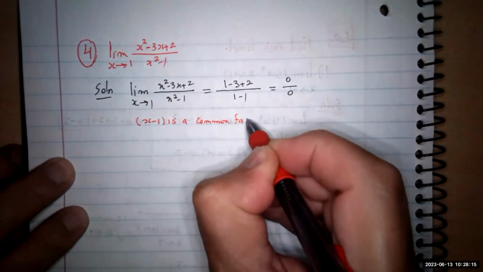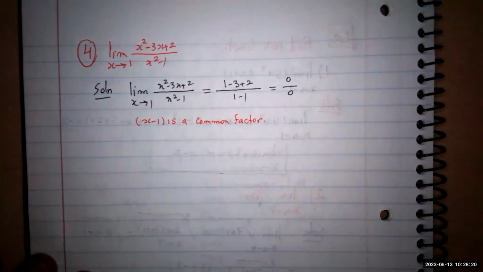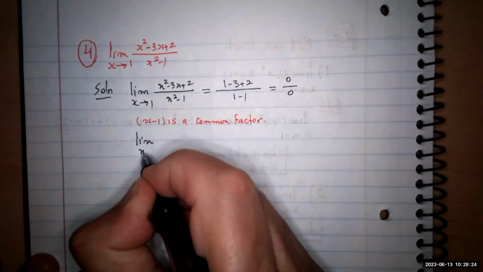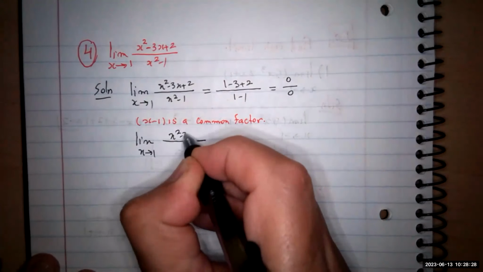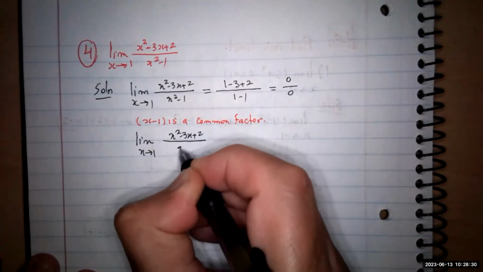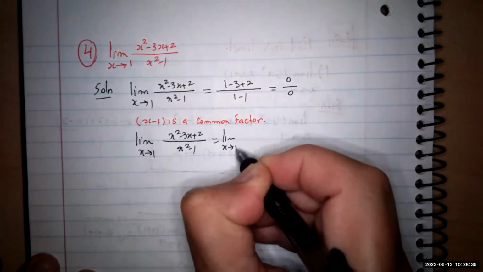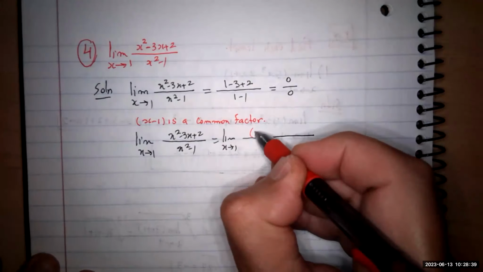Common factor. So go back and start it over. Factor it. So it's going to be the limit as x goes to 1. I rewrite it, then I factor it. You see the limit as x goes to 1. So you already got the idea of one factor. One factor is x minus 1.